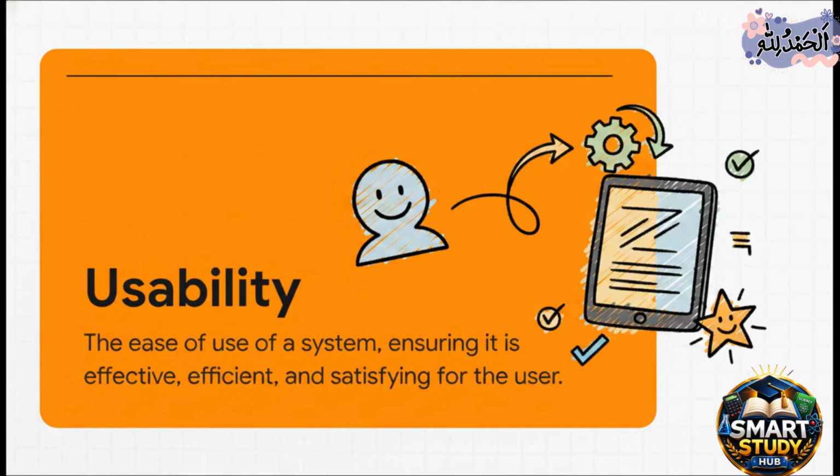So, what exactly is usability? Well, the textbook defines it perfectly as the ease of use of a system. But here's the key thing to remember. It's all about making the technology work for you, the user. It means you can get things done effectively, you can do it efficiently without wasting time, and you walk away feeling satisfied. It's never about you having to bend over backwards to figure out the technology.